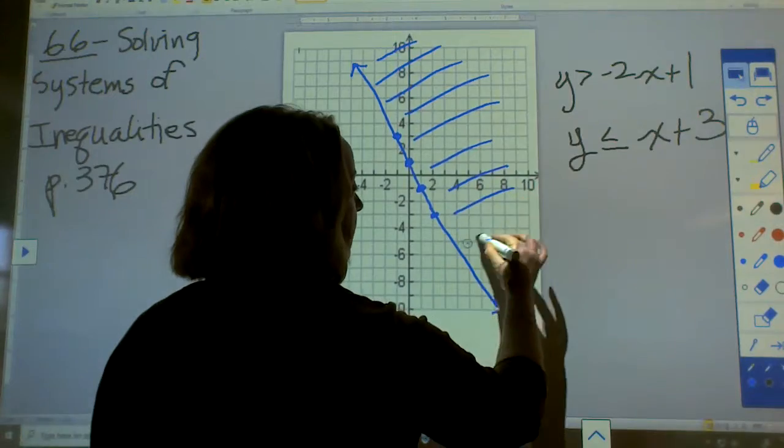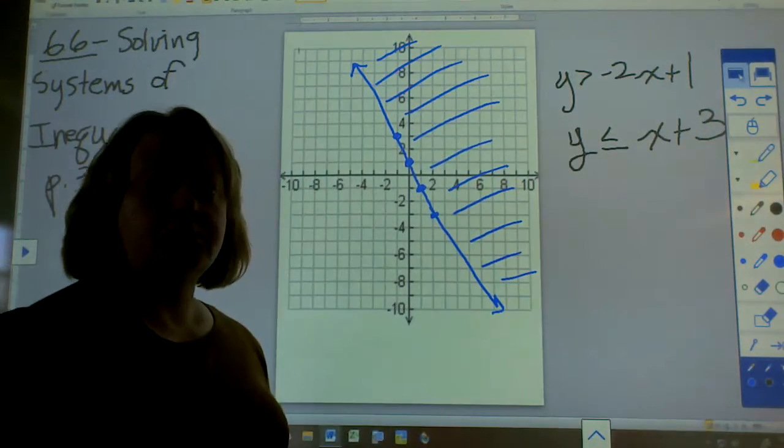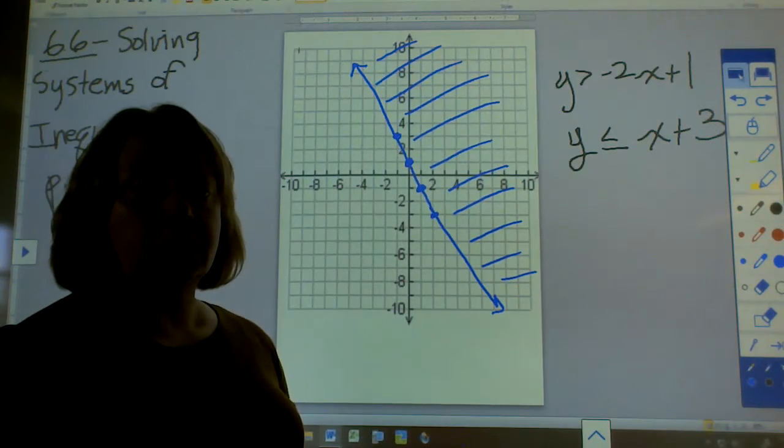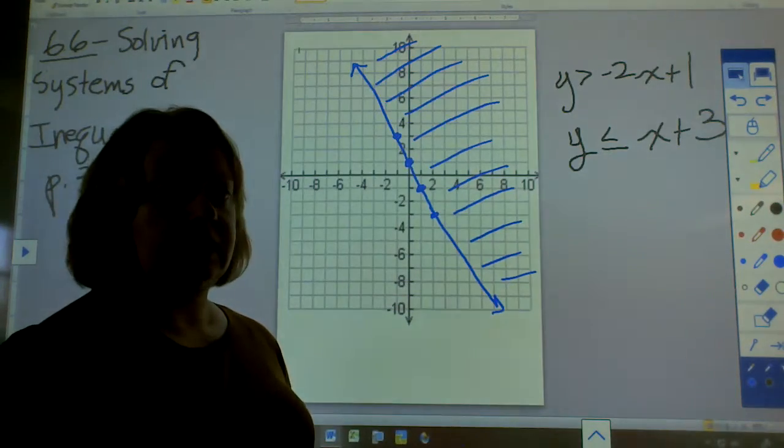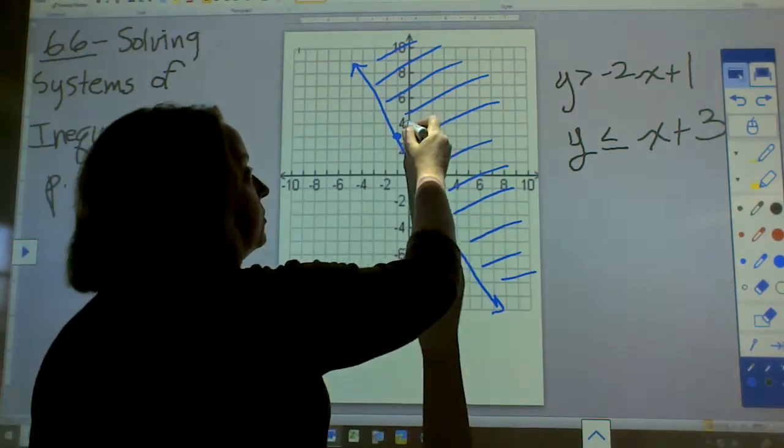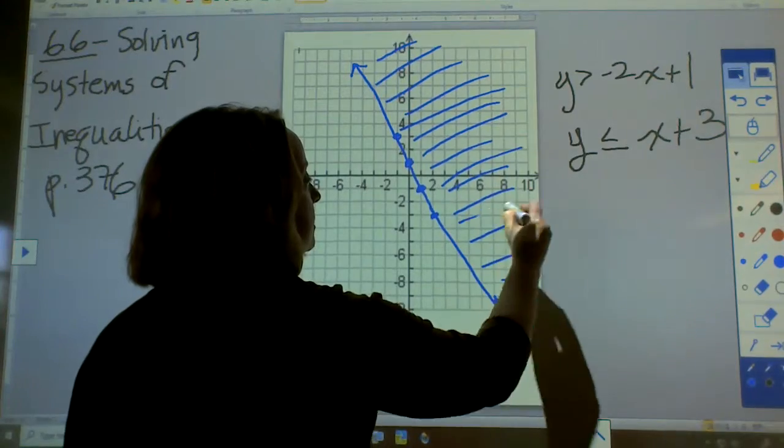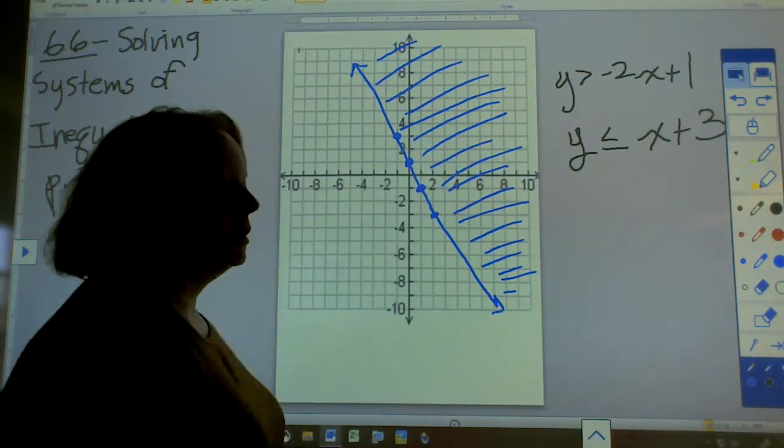And I want my shading to fill up most of the graph because we're looking to see where the shading intersects today. So make sure you have the shading going all across your graph paper here.